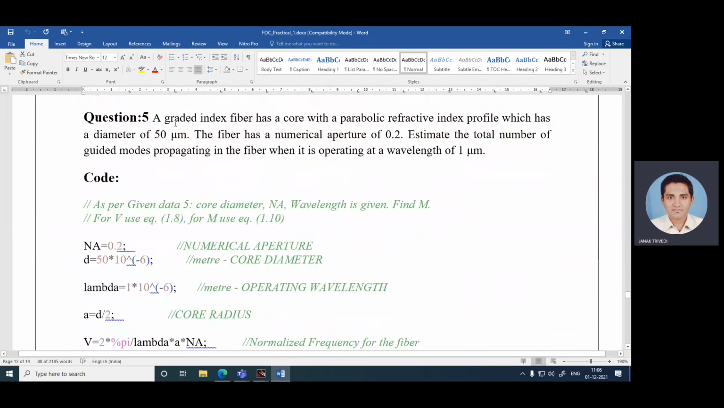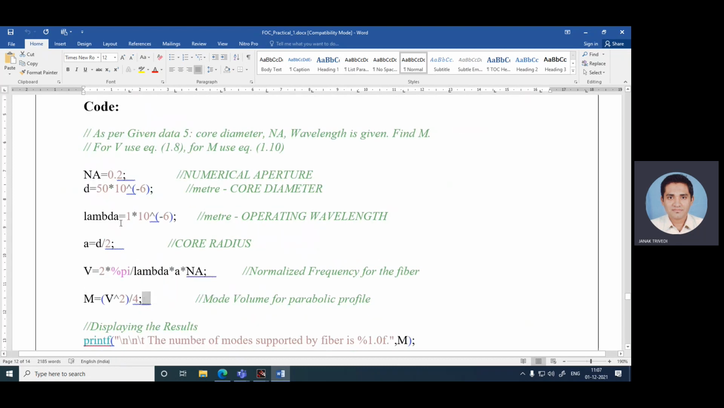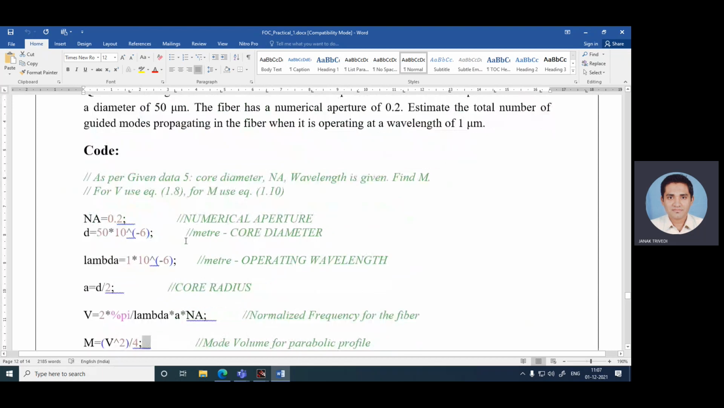Okay, so question 5: a graded index fiber has a core with a parabolic refractive index profile, which has a diameter of 50 micrometer. The fiber has a numerical aperture of 0.2. Estimate the total number of guided modes propagating in the fiber when it is operating at a wavelength of 1 micrometer. So in this case, once again we use V, and here it is a graded index fiber. So just the formula changes: V squared by 4 will be used because it is a graded index fiber.